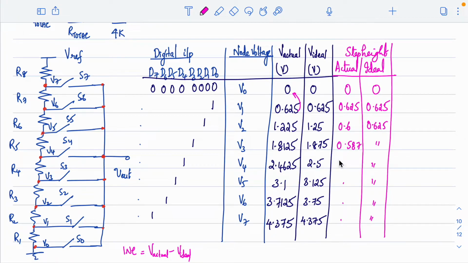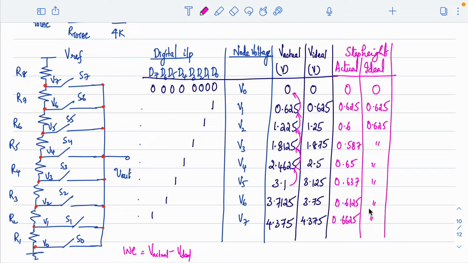Then the next one, can I quickly get the values? What is the next value? From here to here, this minus this, to get this value, 2.4625 minus 1.8125. No, 0.65, right? Yeah, 0.65. Then 0.637. Then 0.6125. And one more. The last one is, yes, 0.6625. These are the actual step heights.